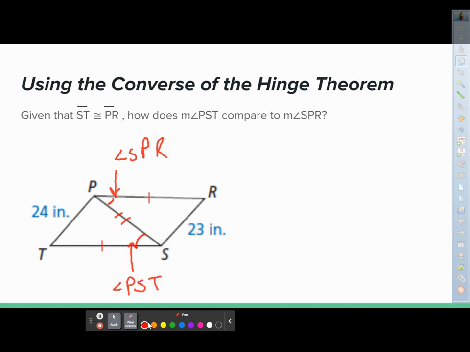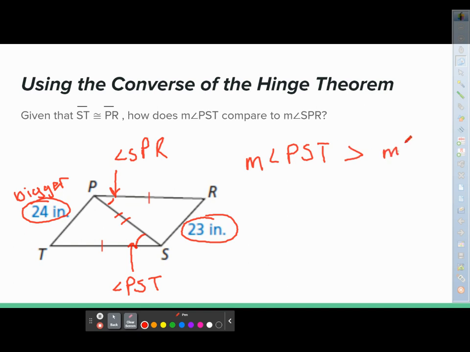Okay. Well, if you look at the opposite side, see how this one's 24 and this one over here is 23? 24 is greater than 23, so this one's the bigger number. So if this one's the bigger number, then that means this angle's the bigger angle. So we would say that the measure of angle PST is greater than the measure of angle SPR. Okay. And if you can't remember which symbols are greater than or less than, you're welcome to write it out in words.